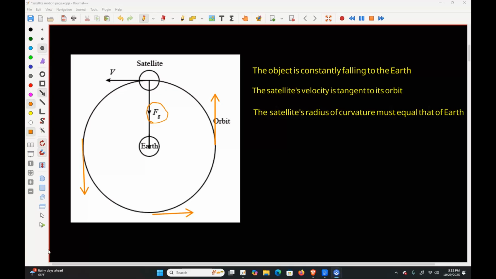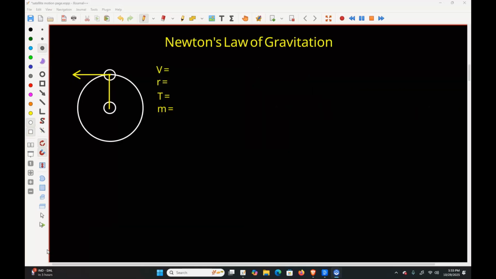If the satellite's rate of fall and its horizontal velocity create a curve equal to that of the Earth, then we have a valid orbit for the satellite to travel in. The first set of formulas, we're going to deal with Newton's law of gravitation. The velocity will be measured in meters per second. The radius will be in meters.